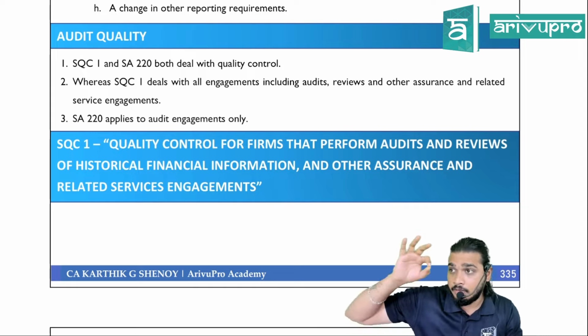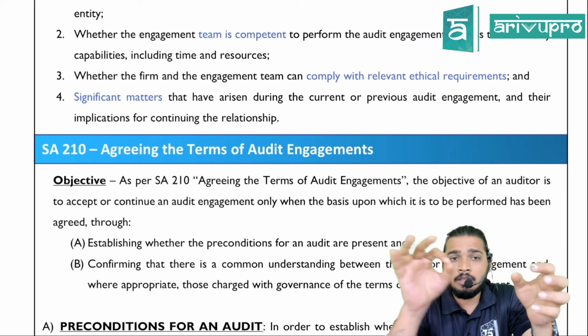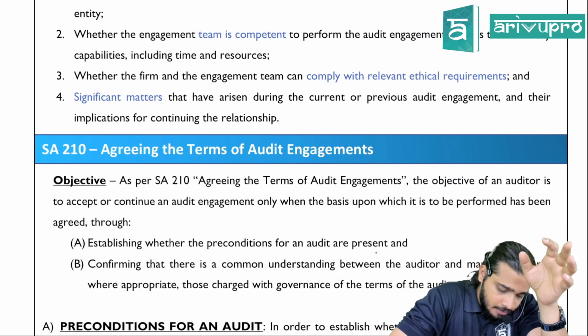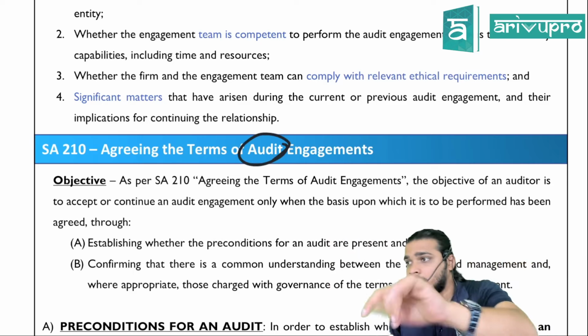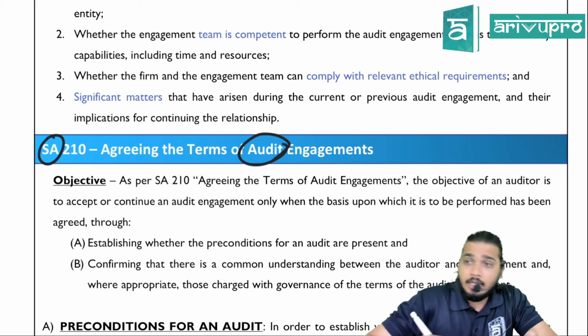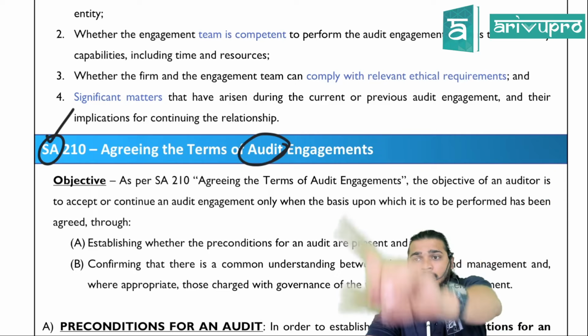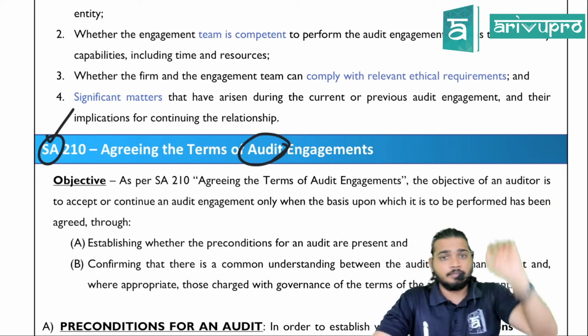Right? So we are starting with SA 210. SA 210 says what? Agreeing the terms of audit engagement. If I read the name here, agreeing the terms of audit engagement, specifically they have spoken about audit engagement. Sir, what is the word here? SA, no? SA is used where? First chapter. SA is used where? Audit of historical financial information. So wherever you see SA, they are talking about audit only. Are you getting my point?